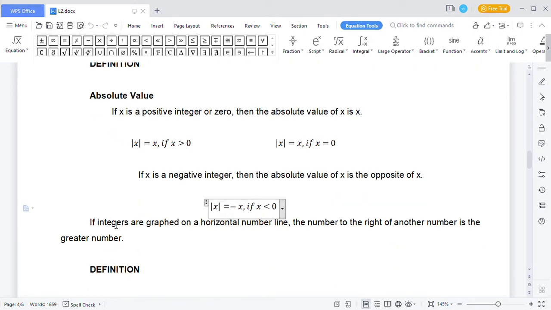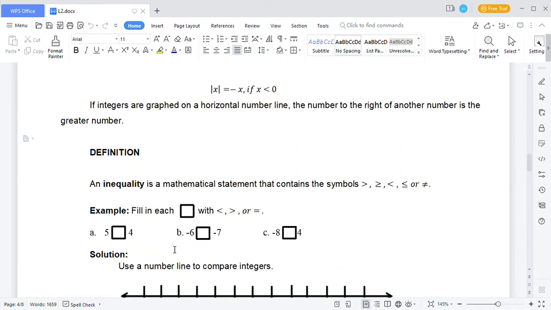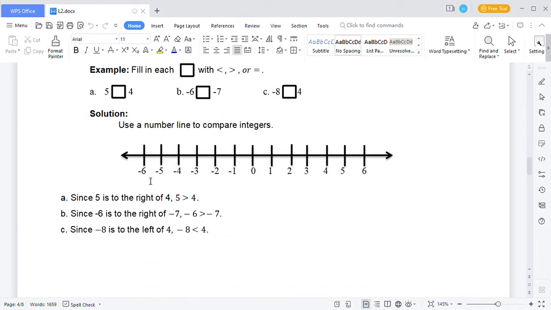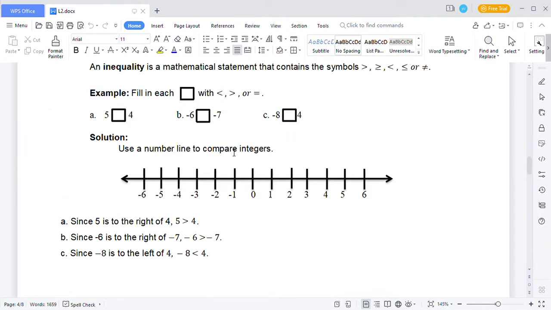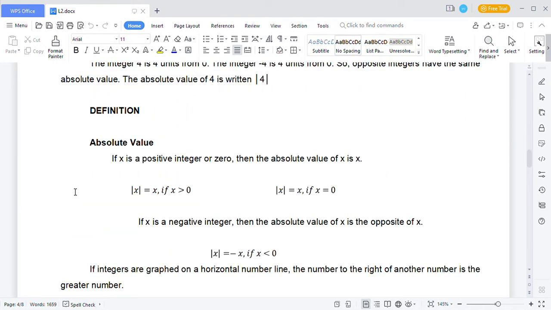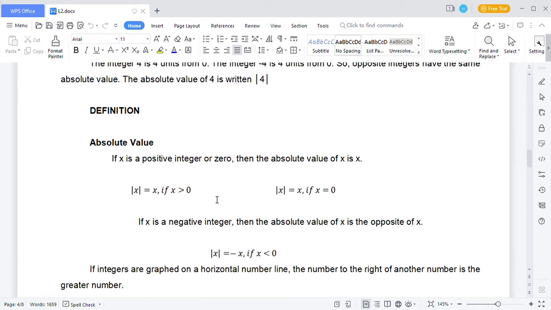Now, if integers are graphed on a horizontal number line, the number to the right is the greater number. So we have here again, in the definition, an inequality. Again, let's go back to the absolute value. Let me ask, what is the absolute value of 4? What is your answer?